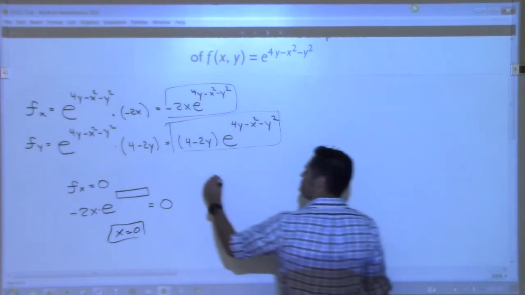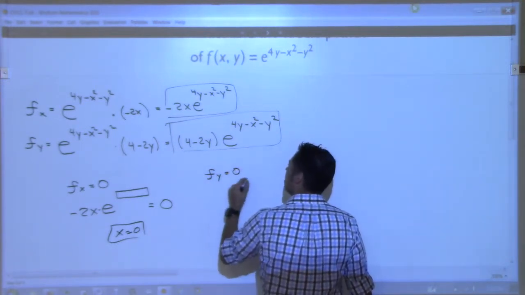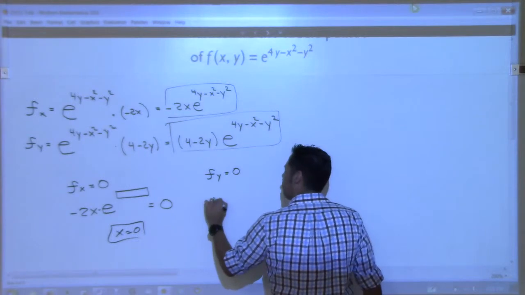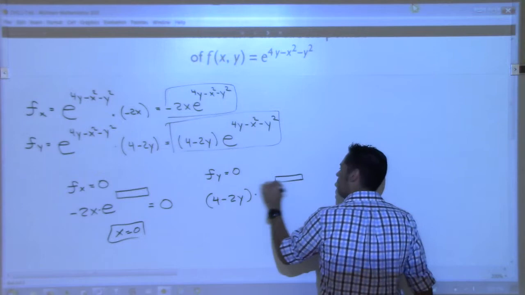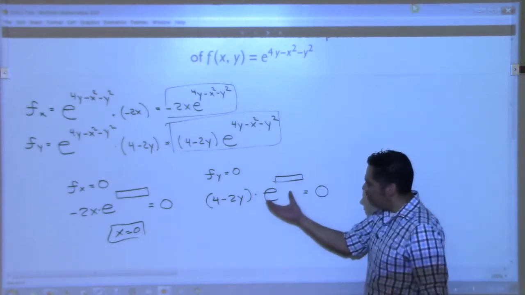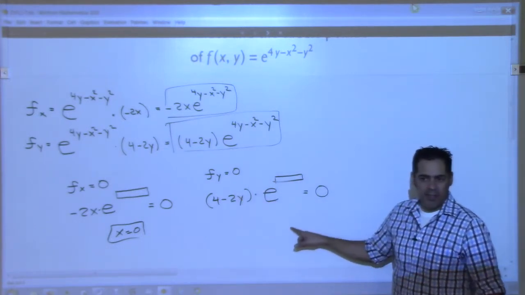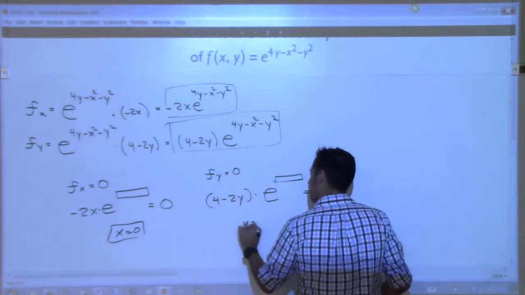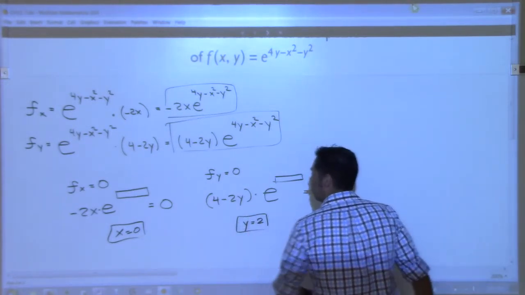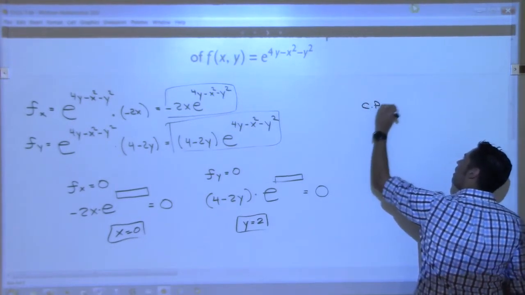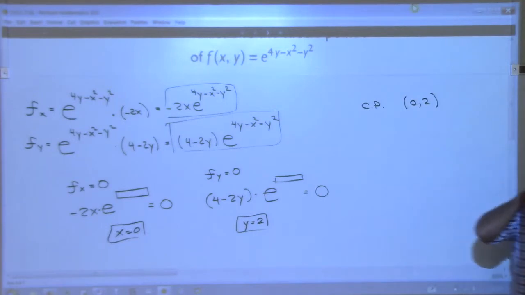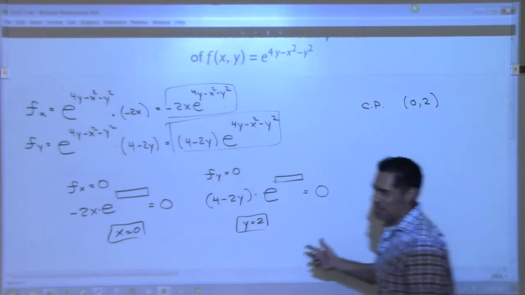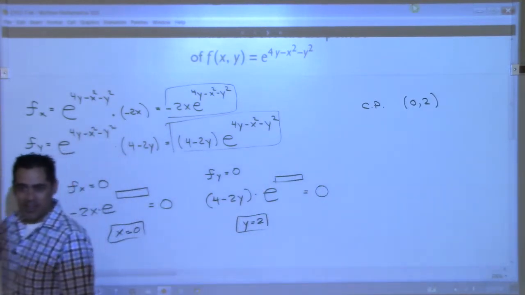When I set the other partial equal to 0, same story. We have 4 minus 2y out front times e to a bunch of stuff. I don't care about that because it's never going to be 0. So just set 4 minus 2y equal to 0, and you get y is equal to 2. Beautiful. So my only critical point is the point (0, 2). So I only need to calculate D one time. The problem is the formula for D requires second partials of this.